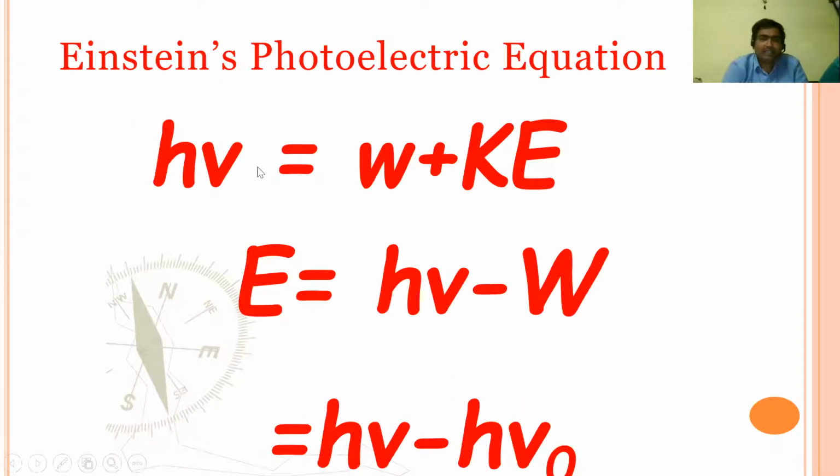So the energy of the photon, h nu, is the sum of the work function plus kinetic energy. So the total energy supplied by the photon is utilized in two ways. One is to get the electron out from the metal surface. This is called work function. And the rest of the energy is converted into kinetic energy. By rearranging this equation, kinetic energy is equal to h nu minus W. You can write W as h nu naught. So kinetic energy, half mv square, equals h nu minus h nu naught. This is called Einstein's photoelectric equation.